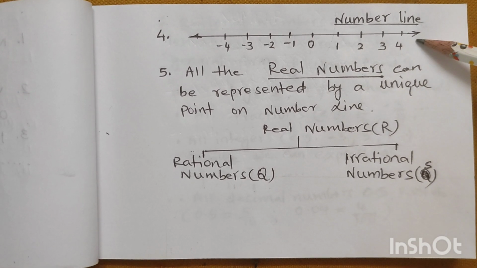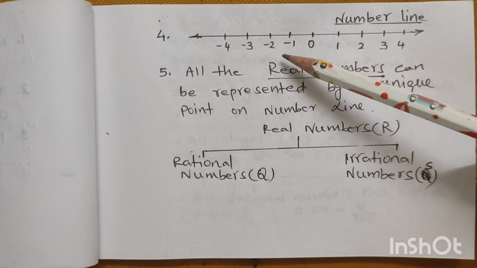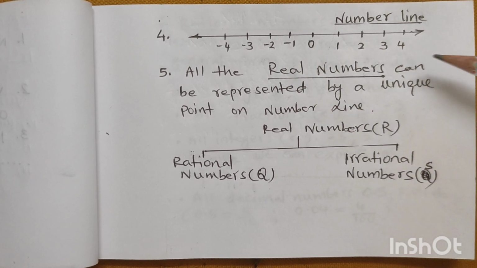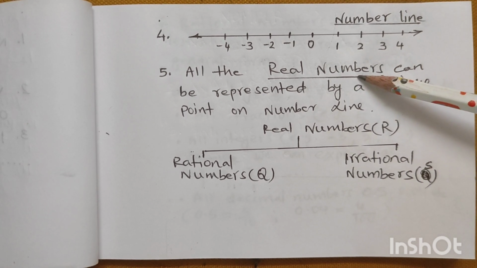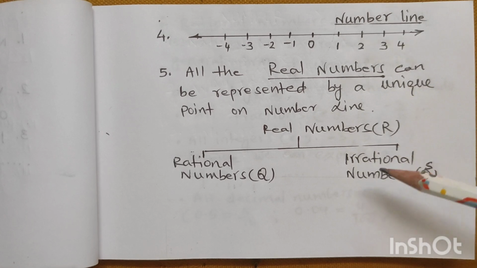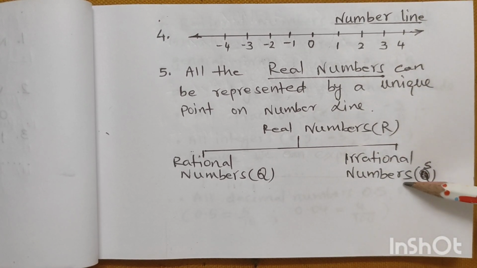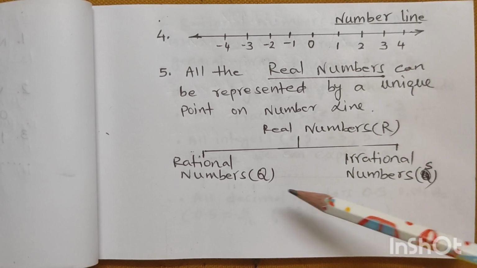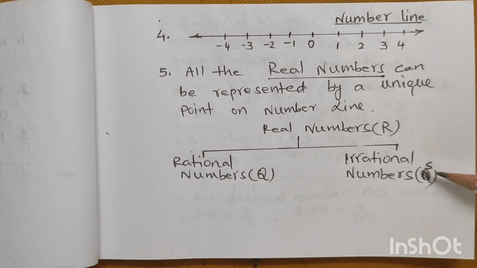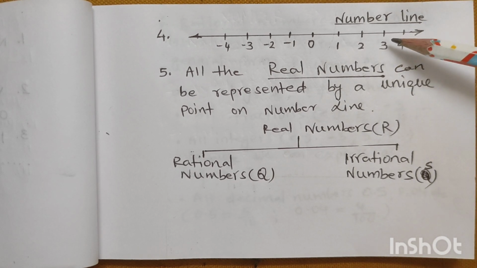Now this is the number line. 0 and all the positive and negative integers are represented here. We define real numbers. Real numbers can be classified into rational numbers and irrational numbers. Real numbers set R, rational numbers set Q and irrational number set S. Now all the real numbers can be represented by a unique point on number line.